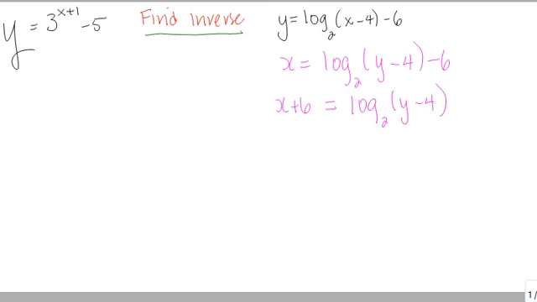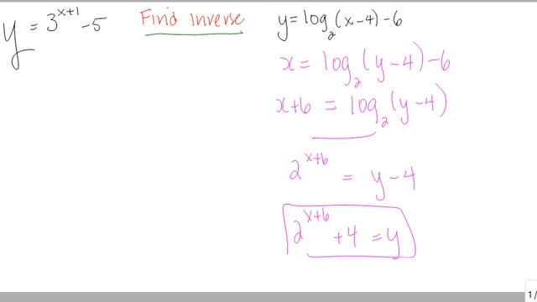Alright, now since I'm going to get y all by itself, I need to get rid of the log, and I can get rid of the log by writing this as an exponential equation. Now some of you might know that as "boot the base," and that means that 2 to the x plus 6 equals y minus 4. And my last step is to get y all by itself, so I'm going to add 4.